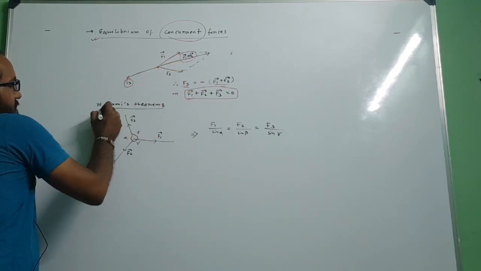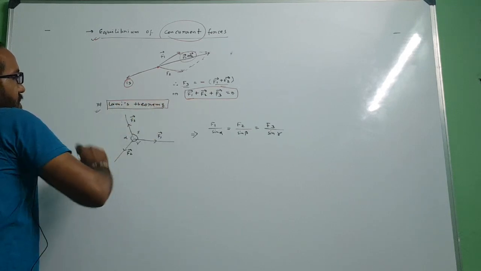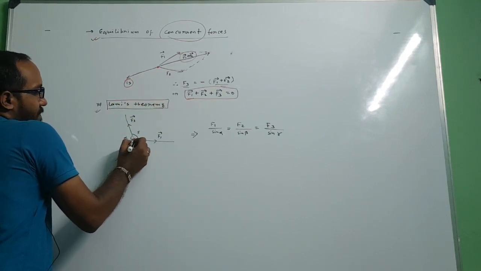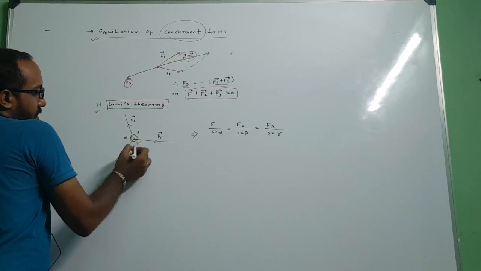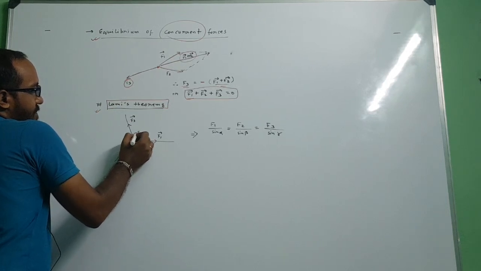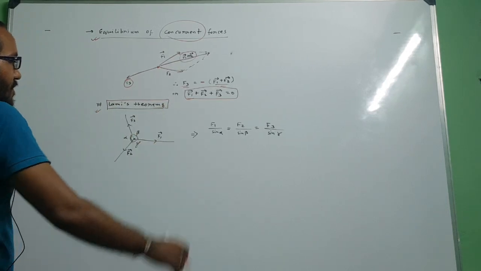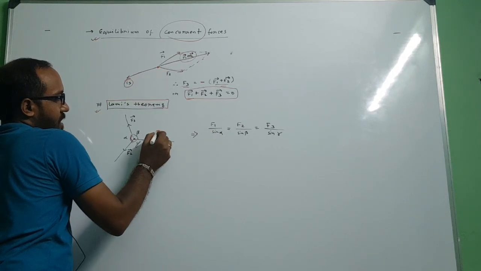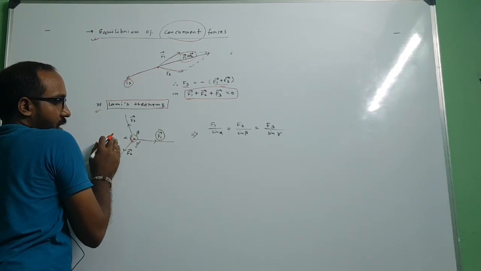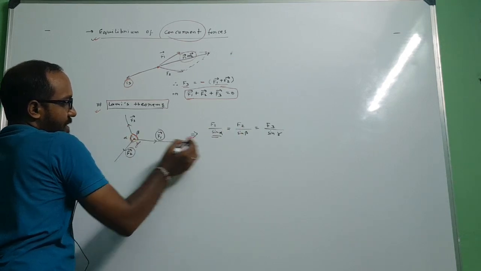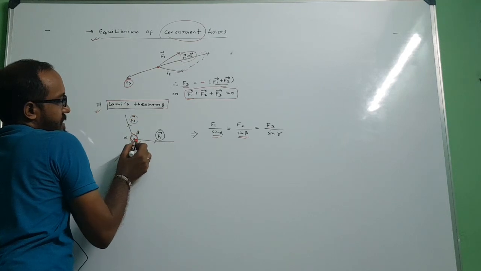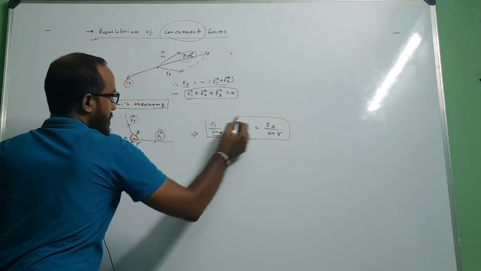Now in this regard, remember one theorem. Let us say we apply 3 forces, F1, F2, F3, and the angle between F3 and F2 is alpha, the angle between F1 and F2 is gamma, and the angle between F3 and F1 is beta. According to Lami's theorem, force divided by the sine of the opposite angle. Here the force is F1, the opposite angle is alpha, so F1 over sine alpha equals F2 over sine beta, and F3 over sine gamma. So remember this, this is extremely important.